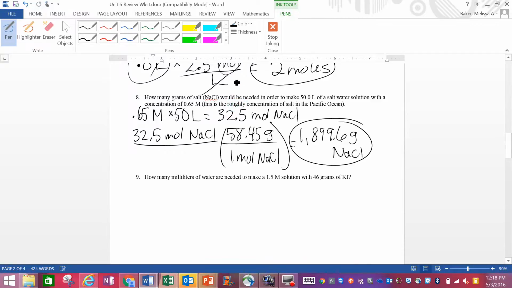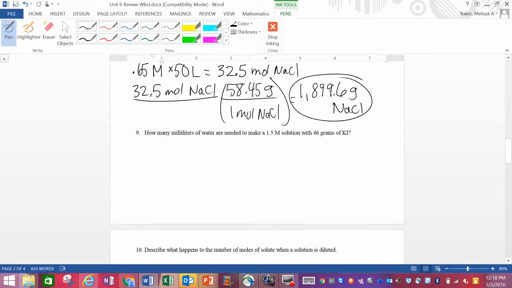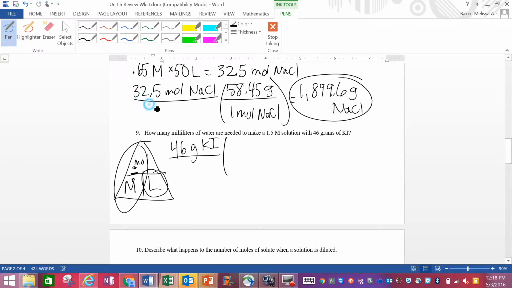Number 9. How many milliliters of water do you need to make a 1.5 molar solution with 46 grams of KI? I'm going to use my little chart here because it's asking for milliliters, which is closely related to liters. So I'm going to need to do moles divided by molarity. Well, I don't know how many moles I've got, but I do know grams. 46 grams of KI. Let's convert this into moles. So I'm going to get out my periodic table again and add up K plus I. That adds to be 166 grams.